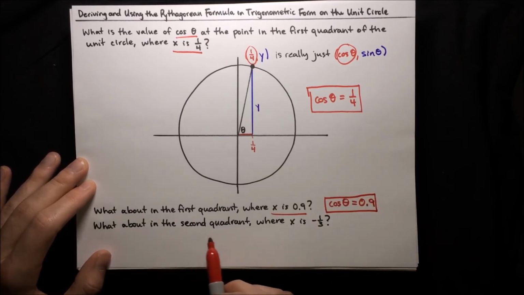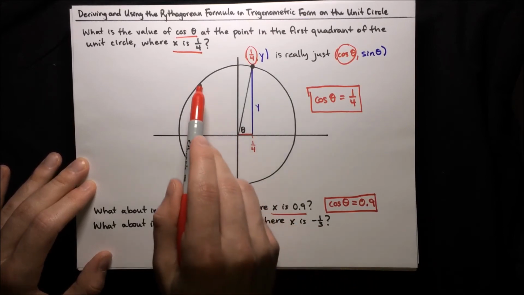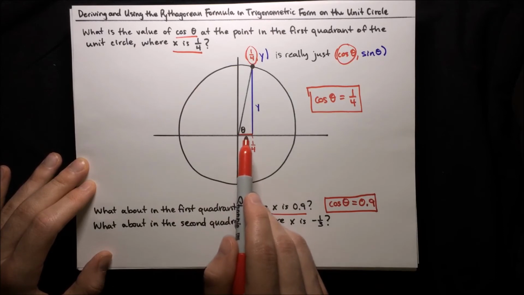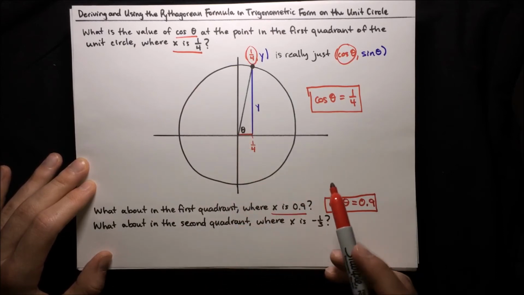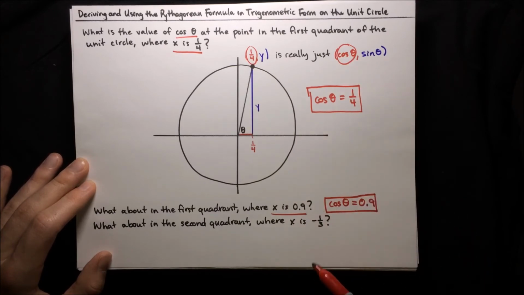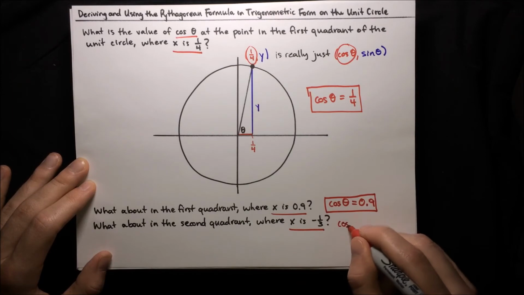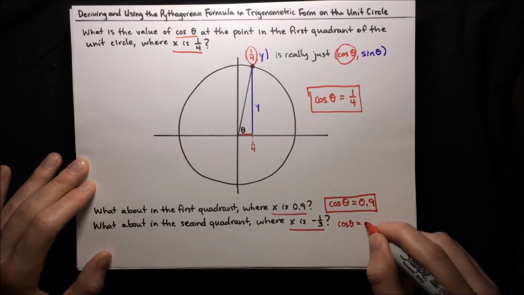And then what about in the second quadrant where x is -1/3? So we could draw that. Again, that'd be like somewhere over here. We'd construct the triangle diagram. But the main takeaway would be that our point xy is really just cos theta, sine theta. So if x is -1/3, then cos theta is just -1/3.